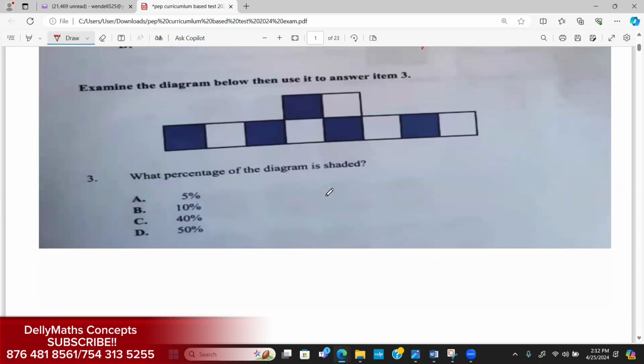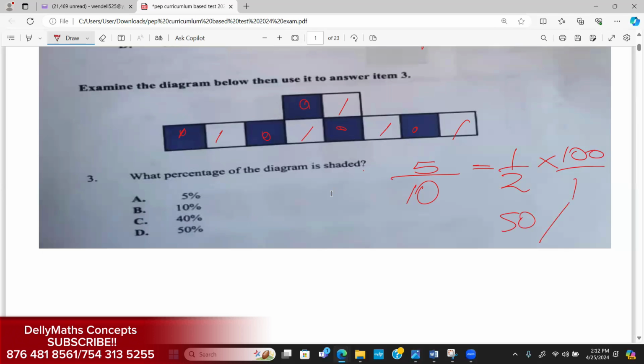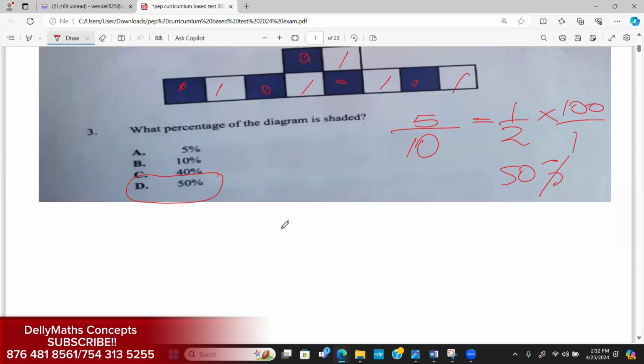Examine the diagram below, then use it to answer item 3. What percentage of the diagram is shaded? All right, so first we want to count how many shaded parts, and then what's the total parts that we have there. So we have 1, 2, 3, 4, 5. So that's 5 out of, let's see how many in total. So that's 5 already, 6, 7, 8, 9, 10. So that's 5 out of 10, which is actually a half. And half of 100, we say this is 50%. All right, so here it is. 50% is shaded.